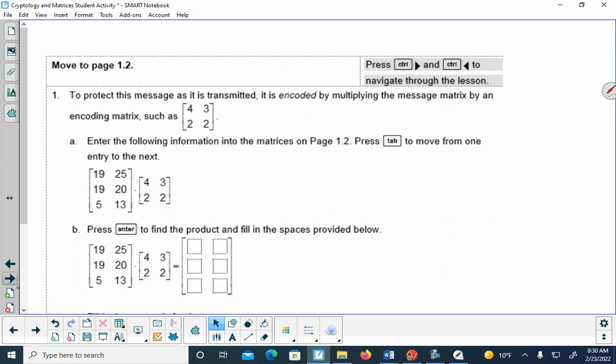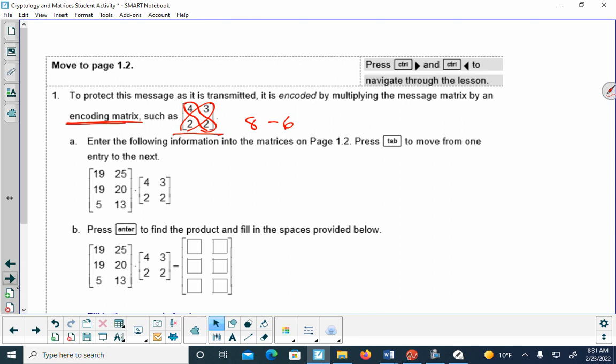Now I'm picking a matrix to use as my encoding matrix, and I'm just picking 4, 3, 2, 2. You have to be careful that there is an inverse to this matrix. I know there is an inverse because, remember, last class we found the determinant, taking sort of cross products: A times D minus B times C, which is 8 minus 6. As long as that is not 0, that matrix is good to go. I don't care if the inverse has fractions. I just want a matrix that I know I can find the inverse of.